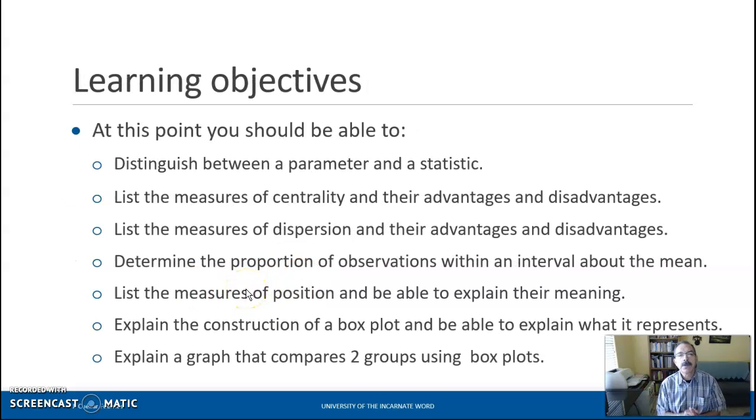All right, at this point, you should be able to distinguish between a parameter and a statistic, list the measures of centrality and their advantages and disadvantages, list the measures of dispersion as well as their advantages and disadvantages, determine the proportion of observations within an interval about the mean, list the measures of position and be able to explain their meaning, explain the construction of a box plot and be able to explain what it represents, and explain a graph that compares two groups using box plots. So you should be able to do all of this by the end of this module.